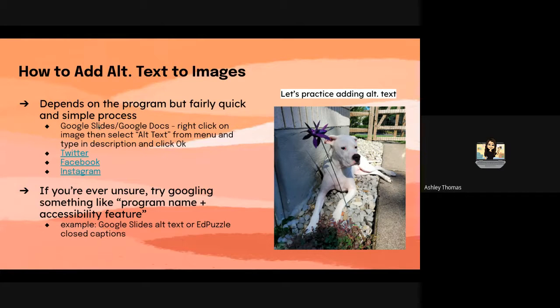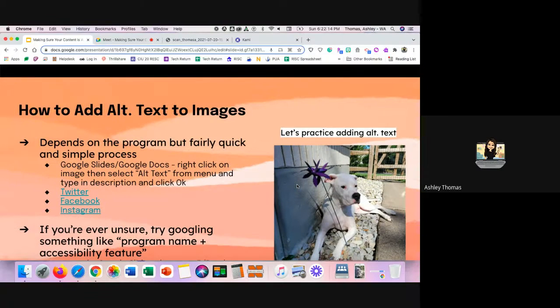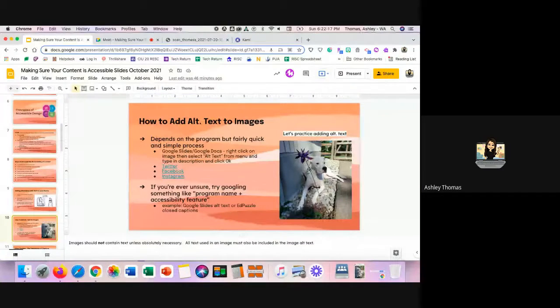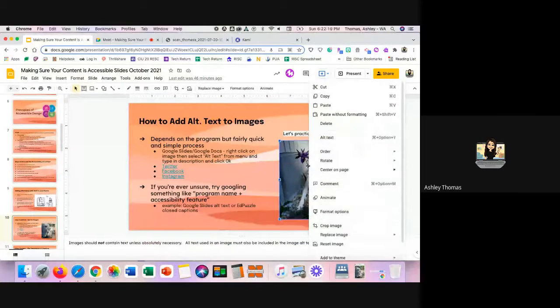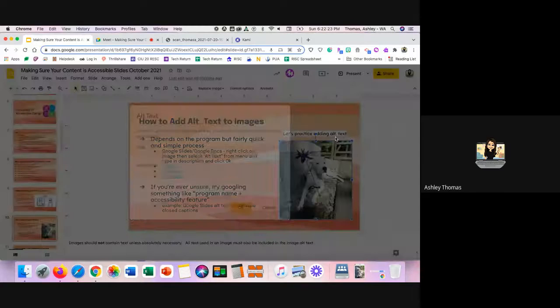So again, for example, in Google Slides or Google Docs, if you have an image in those programs, all you have to do is right click on the image and then select alt text from the menu. You type in your description and you click OK. So what I'm going to do here is we're going to practice with this image. I did not add alt text to it yet. So again, we have our image. I'm going to right click on it and it pops up our menu. And I'm going to click alt text.